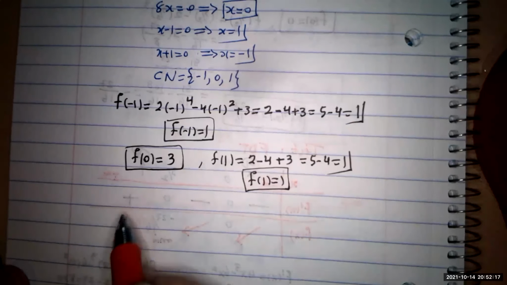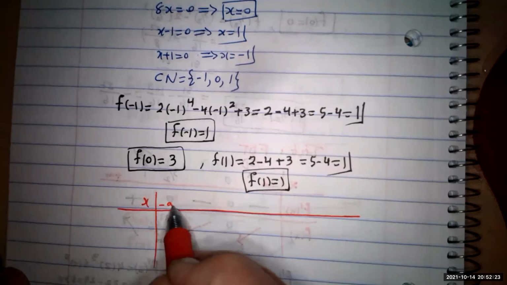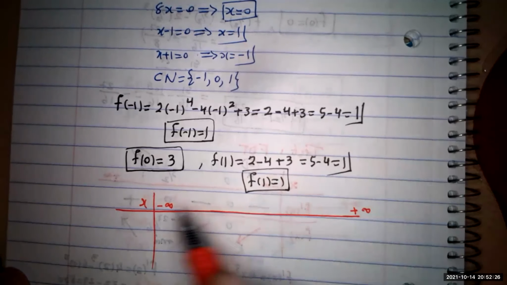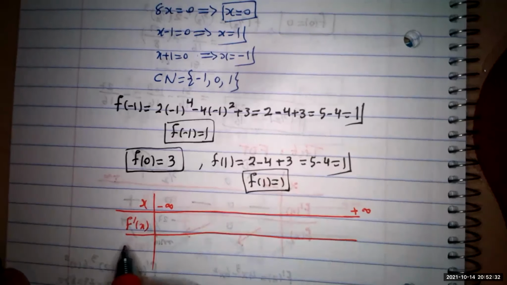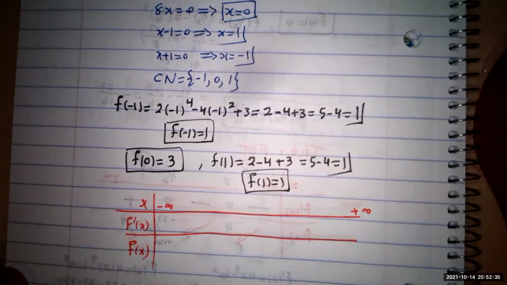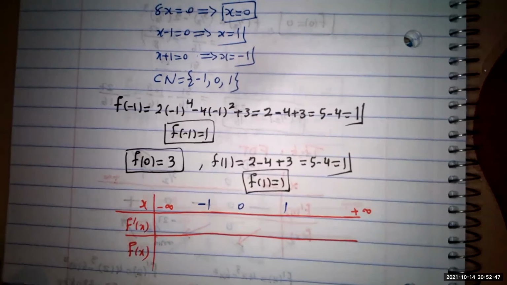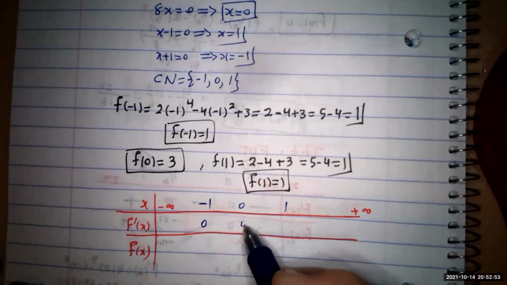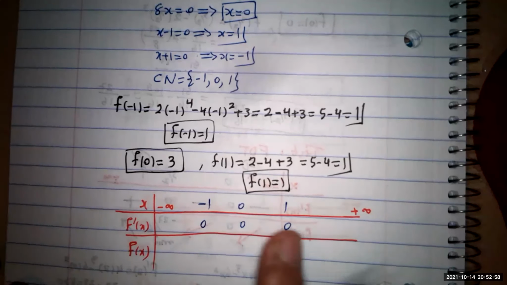So get the chart. This is x from negative infinity to positive infinity. This is going to be f prime of x, f of x. You bring the critical numbers. We have 3 numbers: negative 1, 0, positive 1. Where did you get it? Get it by letting f prime equal to 0. So you have 1, 2, 3, 4 regions to check.